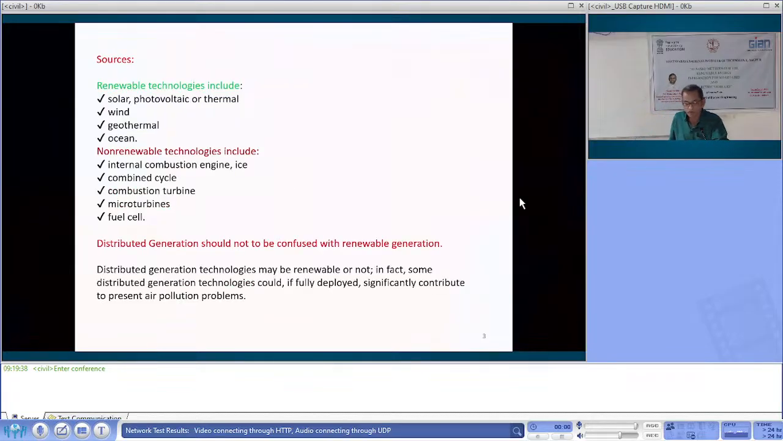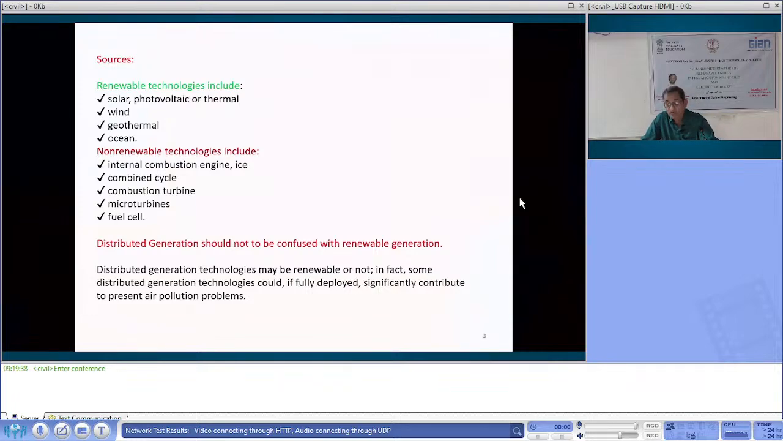Sources are renewable and non-renewable. So solar photovoltaic or solar thermal, wind, geothermal, ocean, tidal, and so on. Non-renewables: IC engines, combined cycle, gas turbine, combustion turbines, micro turbines, which are gas turbines.